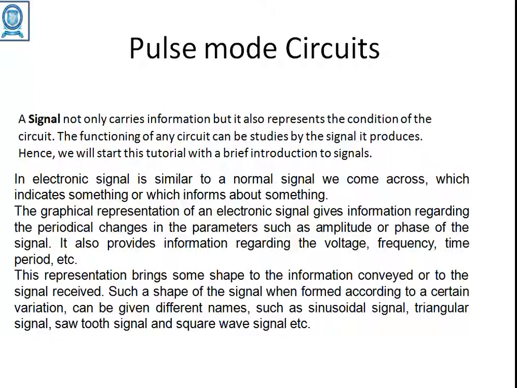This representation brings some shape to the information conveyed or the signal received. Such a shape of the signal, when formed according to certain variations, can be given different names such as sinusoidal signal, triangular signal, sawtooth signal and square wave signal.